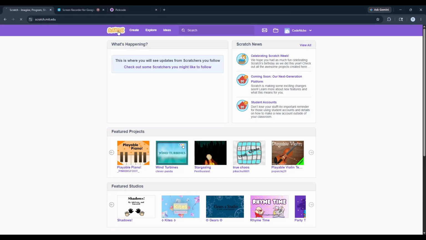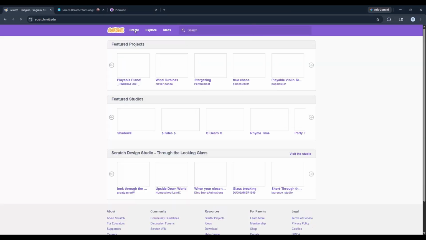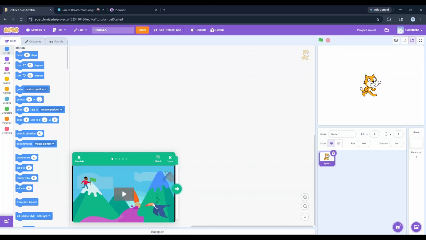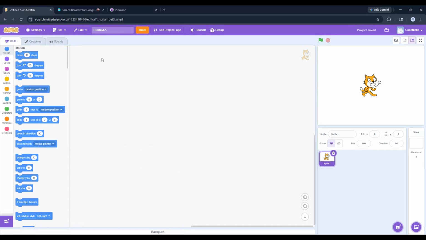So here we are on Scratch. Let's create a new project. Let's see how this bill splitter looks on Scratch. And then, of course, we will transition to Python and see how exactly we can use the same concept, but in a text-based format.